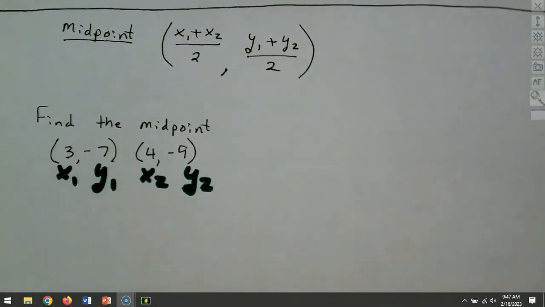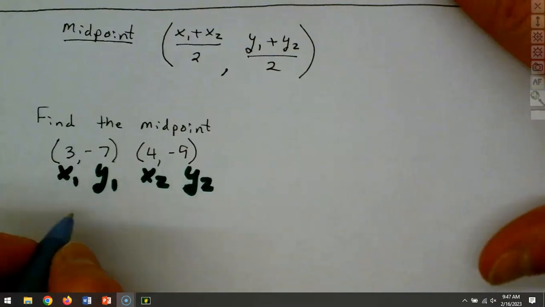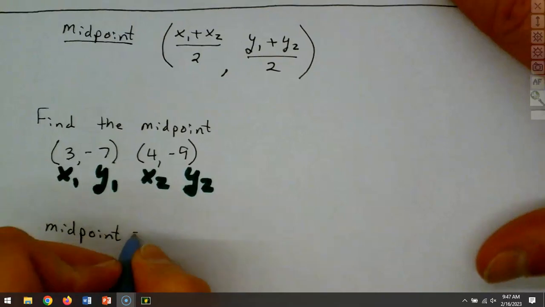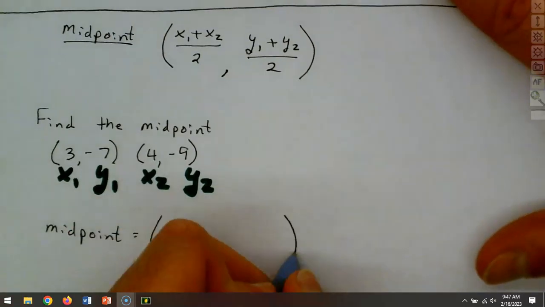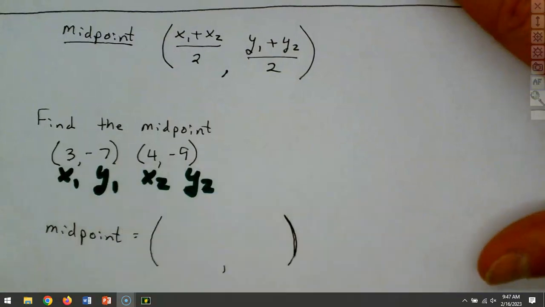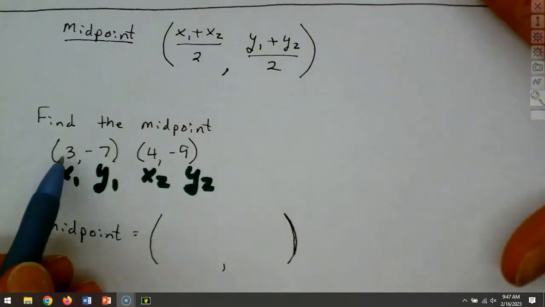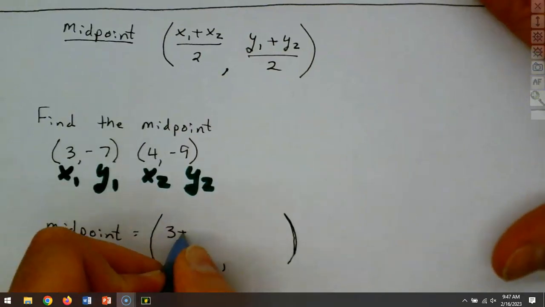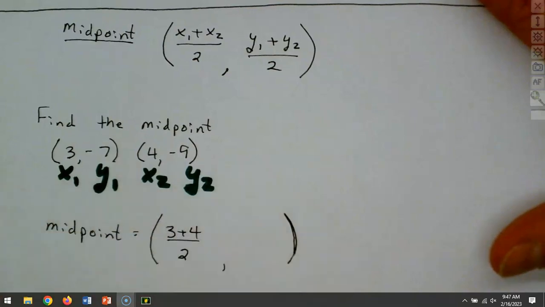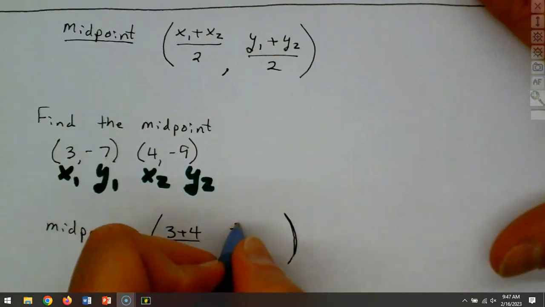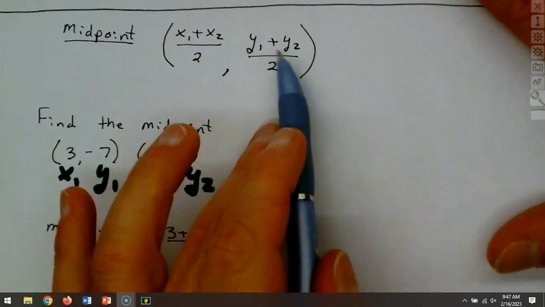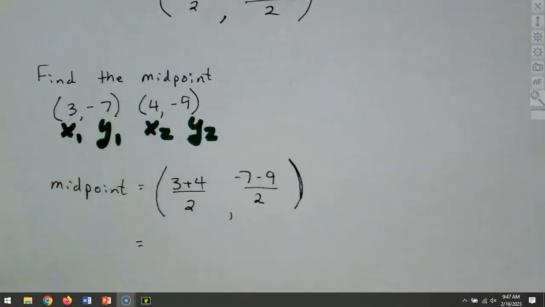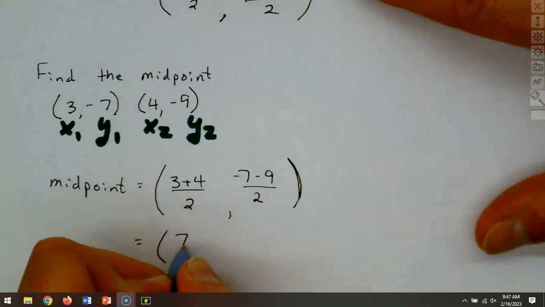So here's our formula up here. So we're going to apply it. So in our case, our midpoint would be adding the x's together over 2, adding the y's together, and dividing by 2. So we've got x1 plus x2. So that's 3 plus 4 over 2. And then we've got the y. So we have a -7, -9, right? Because they add together over 2. And what does that reduce down into? We need to break it down if we can. 3 and 4 makes it a 7 over 2.